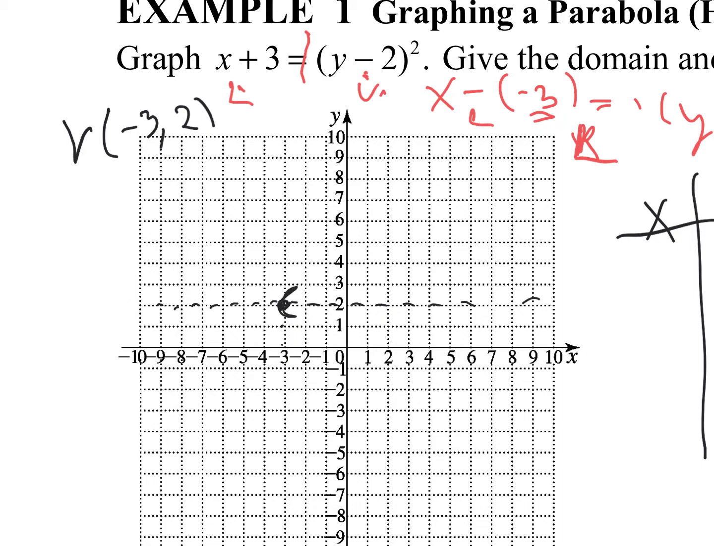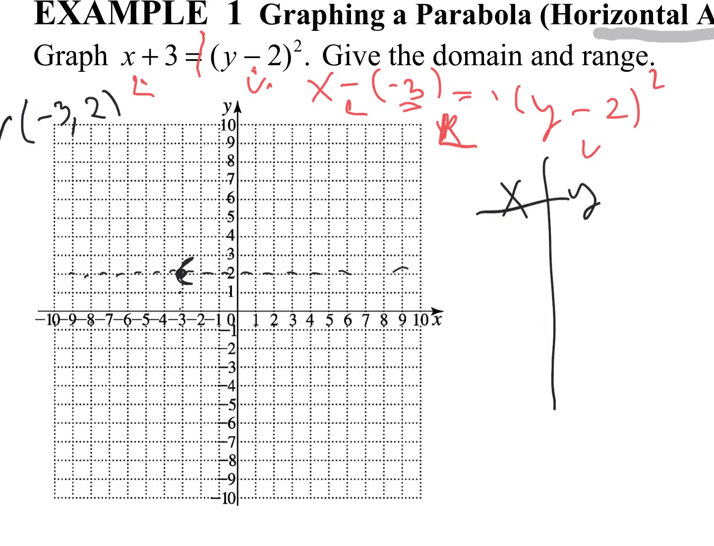Just got to find out some easy x's to plug in. Since I know my vertex is over there at negative 3, 2. I know that's my vertex. I can put that here. Negative 3, 2 is my vertex. Let's pick x is a negative 2. See what happens right here.